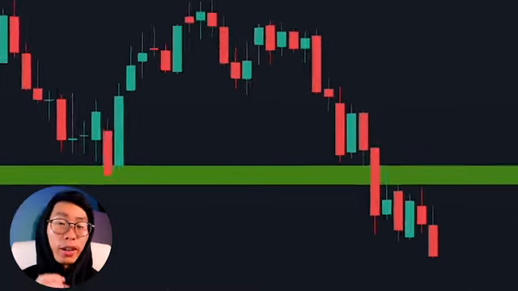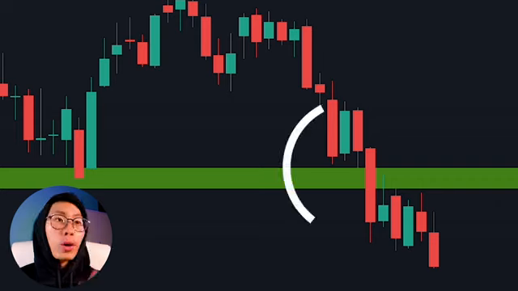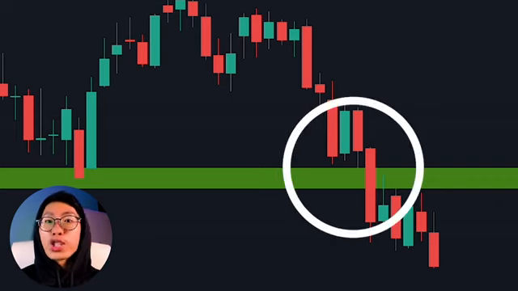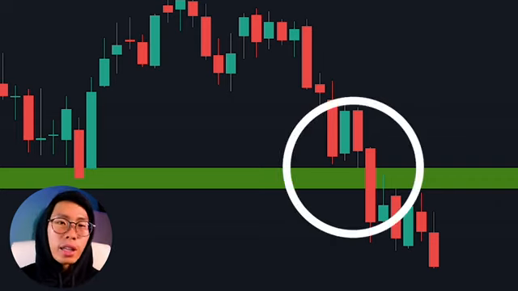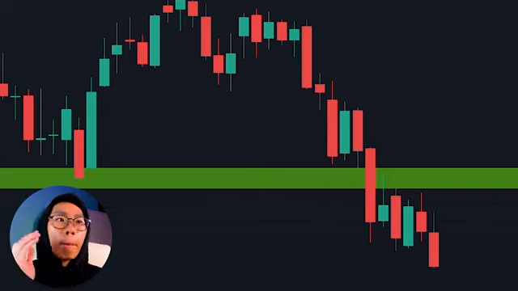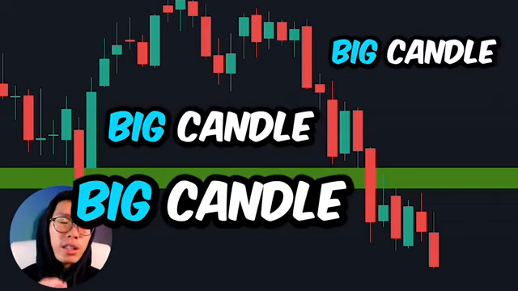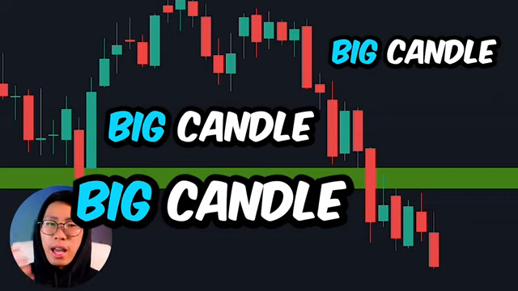And price is not giving us candlesticks that are getting smaller and smaller. It's still big. Look at these candlesticks right here. It is still big, right? It doesn't give us candlesticks that are getting smaller and smaller, which would show us that price is losing steam. No, it does not give us that. It gave us a big red candlestick, big red candlestick, big red candlestick. And this tells us that there is a lot of seller momentum.